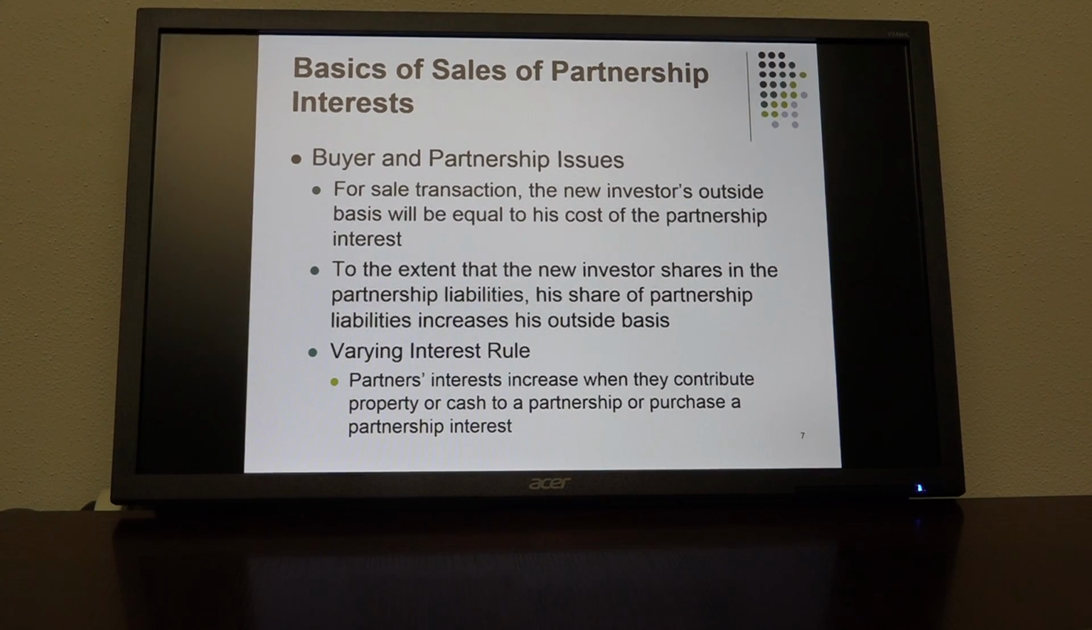So let's say, just a simple, easy example, the partnership earns $200,000 during the year in which you have a selling partner, and the selling partner sells on July 1st. If you just prorated that, it would be $100,000, half a year's worth of income multiplied by whatever that partner's interest in that income is.